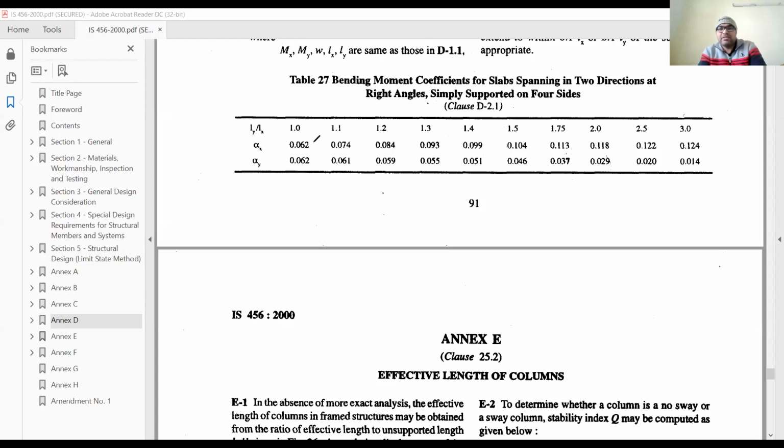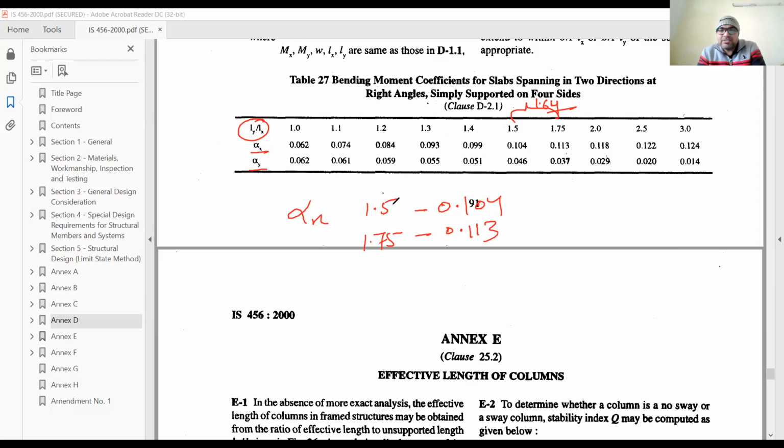In this table, you can see the aspect ratio, alpha x and alpha y. Now 1.64 will lie between 1.5 and 1.75. So the alpha x value for 1.5 is 0.104, and when the aspect ratio is 1.75, it is 0.113.